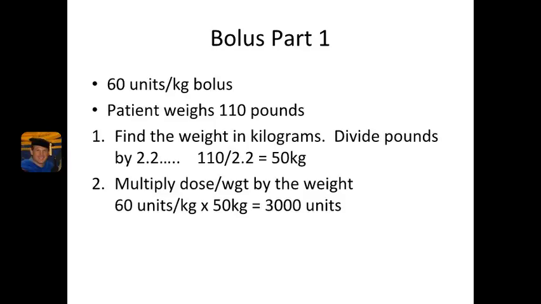Then we're going to multiply the dose per weight by the weight. So you're going to take your 60 units per kilogram and you're going to multiply that by the weight in kilograms. So 60 times 50 is 3,000 units. And if you're doing this out with fractions, you'll notice that the kilograms cancel each other out, leaving only units behind.